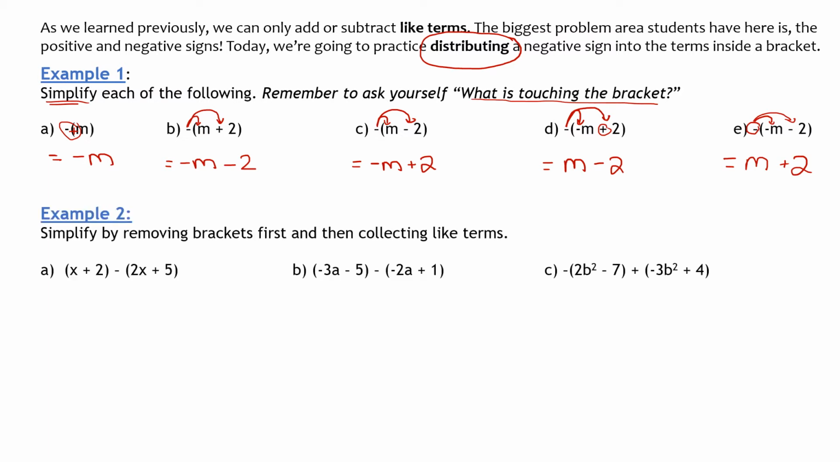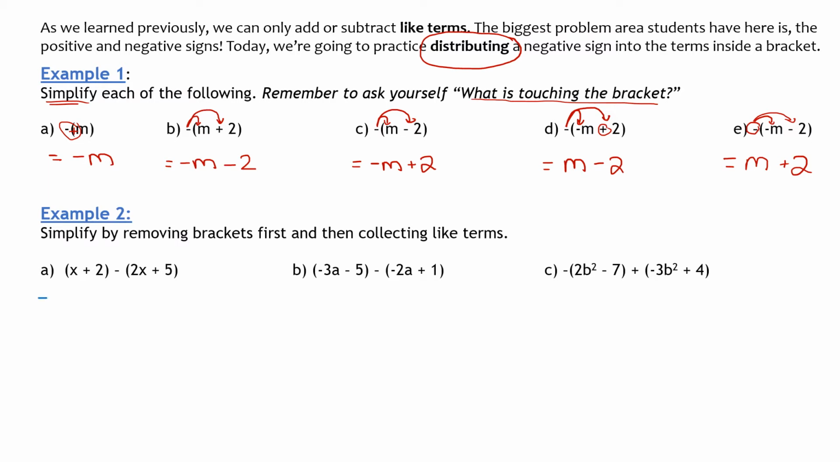Example 2, simplify by removing the brackets first and then collecting like terms. As you can see, some of them have this negative sign in the middle, and we're going to have to distribute that in just like we just did. But now it's a little harder because we have some extra stuff happening before we get to that negative sign.